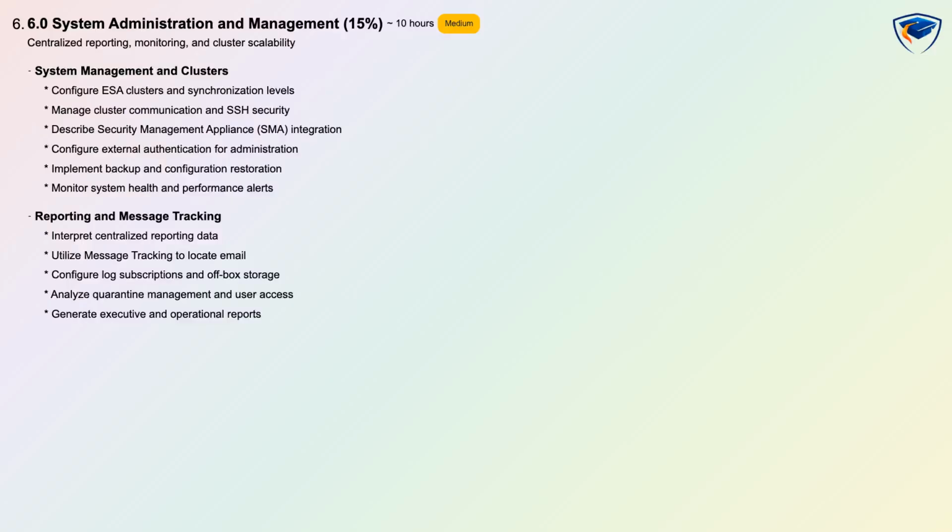Administrative topics include external authentication, backup and restoration, and monitoring system health with performance alerts. Reporting and message tracking skills cover centralized reporting interpretation, message tracking, log subscriptions, off-box storage, quarantine analysis, and generating executive and operational reports.